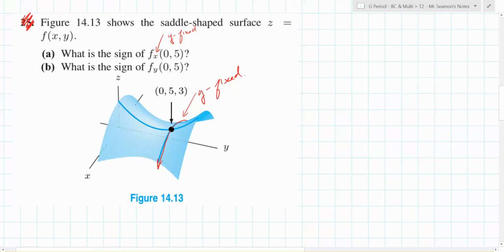So that's where y is fixed. So what's happening there as x gets bigger? x gets bigger in this direction. What is the sign of that one going to be then? Oh, negative. It's negative, right? Because it's going down, yeah.